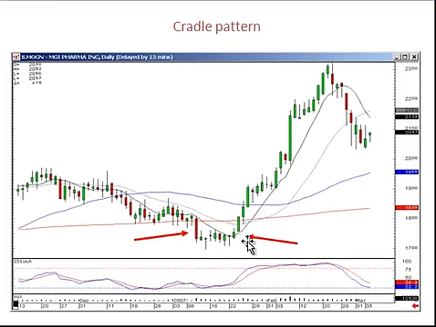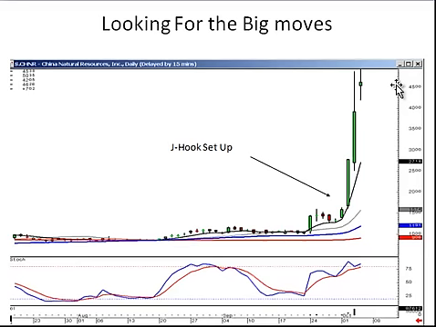Recognizing patterns, such as the cradle pattern, with a series of dojis, which represent indecision. Once that indecision is resolved, you can tell which way that price is going to move, and it usually does it with a very strong, forceful price move. Candlestick signals also alert investors when a big price break is about ready to occur, and what type of patterns to look for to take advantage of those huge price moves.